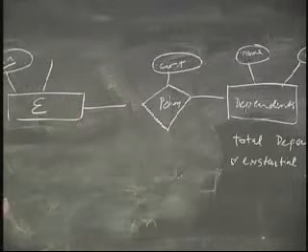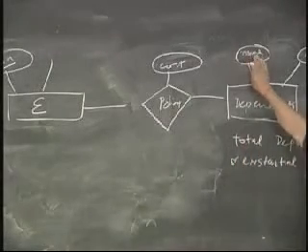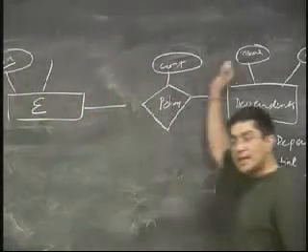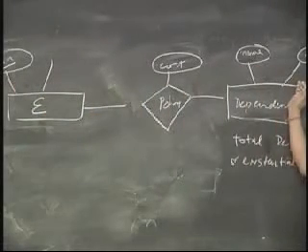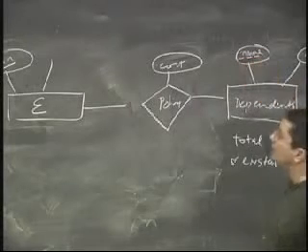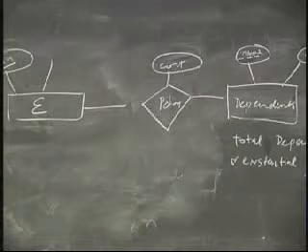So in that case, what you do is, this is becoming a partial key, because without the SSN primary key of the employee, this guy can't be uniquely identified. Okay? So a partial key is represented with a dotted line underneath. Okay?